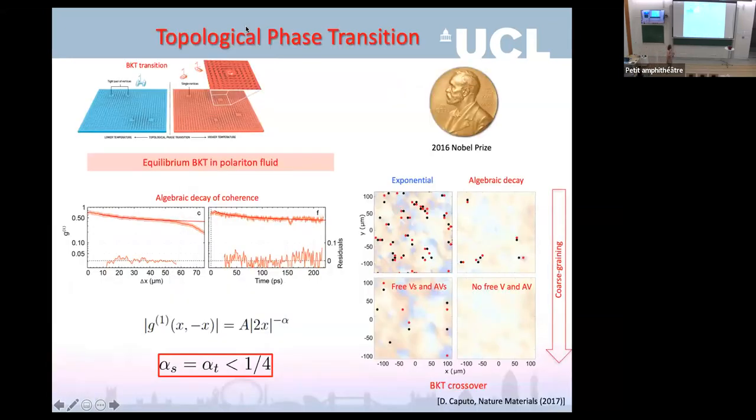Okay, so before I talk about those non-equilibrium features of polaritons, I want to say that for many years, the holy grail of the field was actually to see equilibrium. We wanted to see equilibrium BEC, we wanted to see equilibrium BKT.